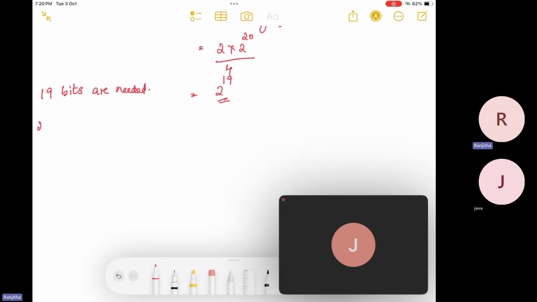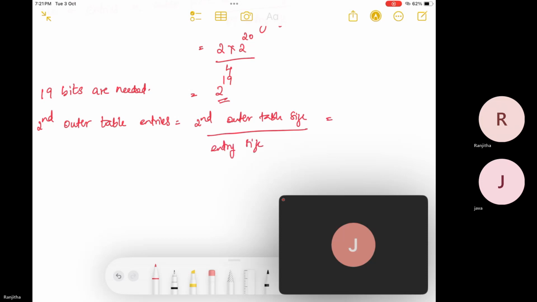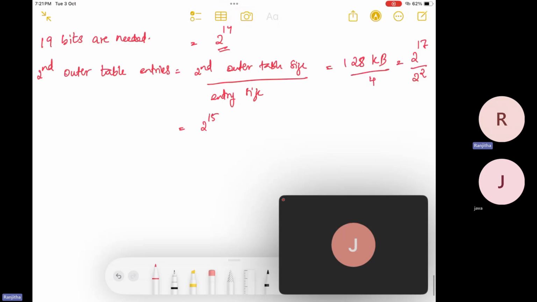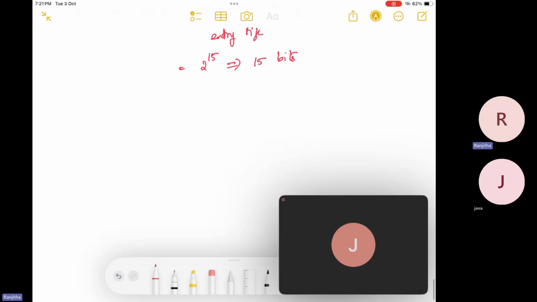Now for the second outer table entries. Second outer table size is 128 KB divided by 4. 128 KB is 2 power 17, divided by 2 square, which is equal to 2 power 15, which implies 15 bits. Now let's see the inner page table.